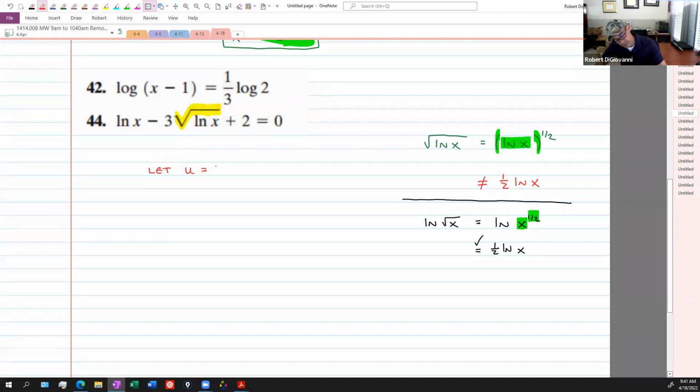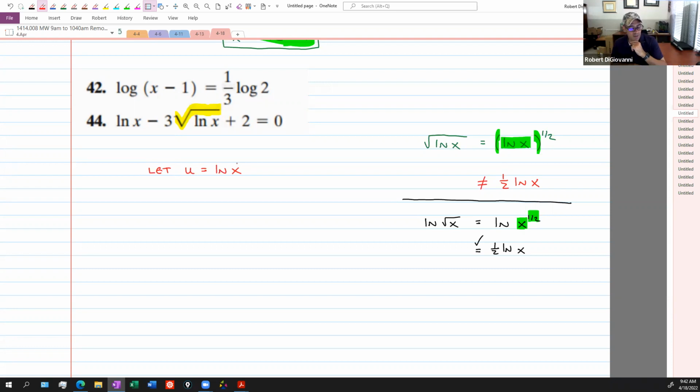I'm going to let u be equal to the natural log of x. That doesn't seem very natural, but let's try it. I'm going to let u be natural log of x. And after I do this problem, we'll go back to the beginning of it again, and we'll talk about why I did it. Maybe it'll make more sense why I'm doing this.